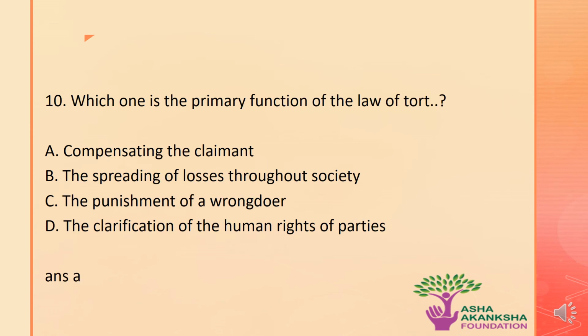The next question is, which one is a primary function of the law of tort? The options are A. Compensating the claimant, B. The spreading of losses throughout the society, C. The punishment of the wrongdoer, or D. The classification of human rights of parties. The correct answer to this question is option A. That is, the primary function of law of tort is compensating the claimant.